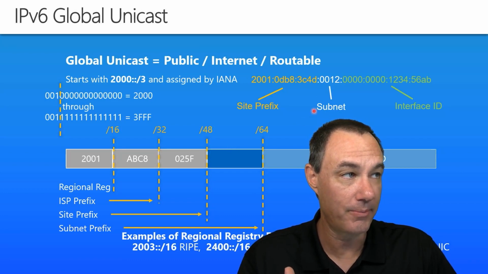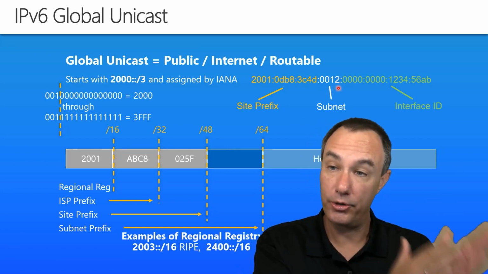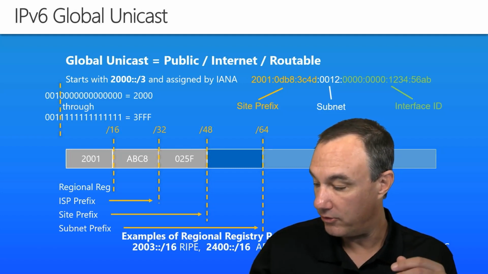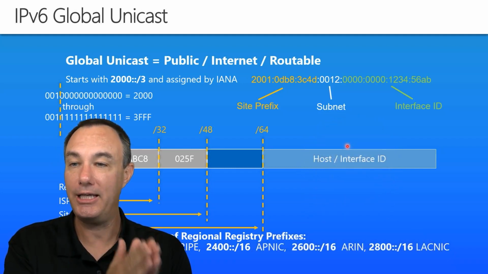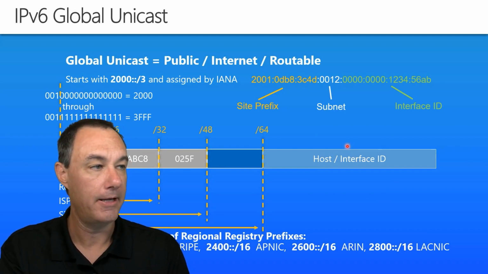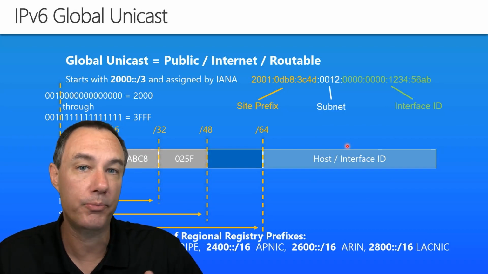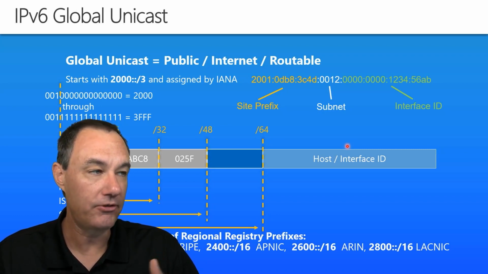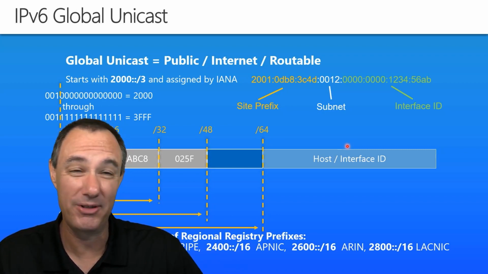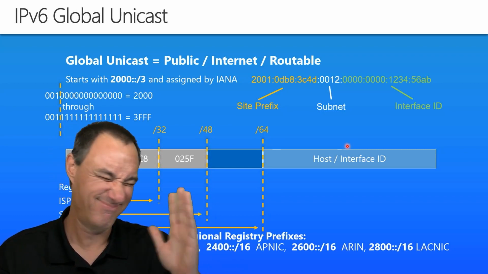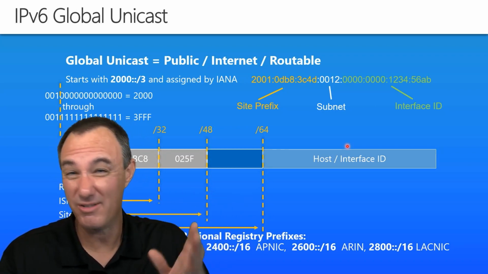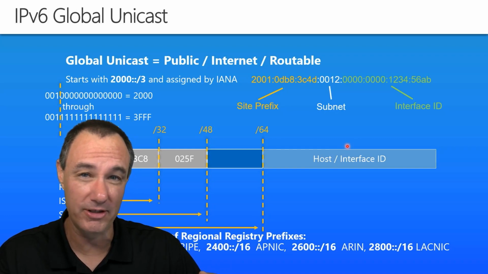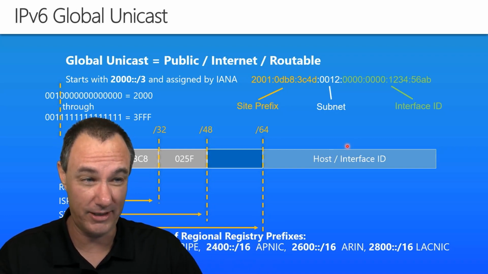So that's your subnet ID. And then on the right-hand side is your unique identifier. That is known as the interface ID. In IPv4, we call it the host portion. In IPv6, the full technical name is interface ID. I still think of it as the host portion. Sometimes I'll say it's the host portion for IPv6, but the technical term is interface ID.